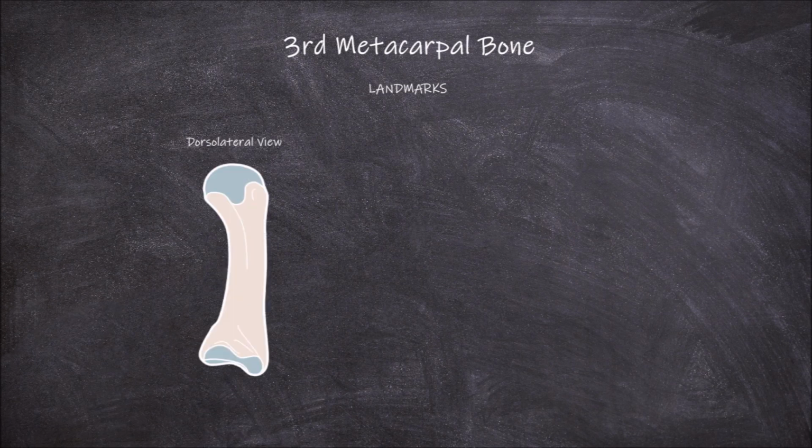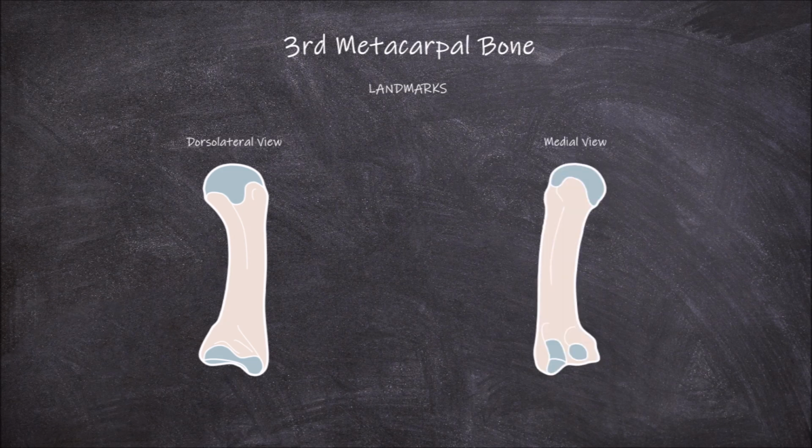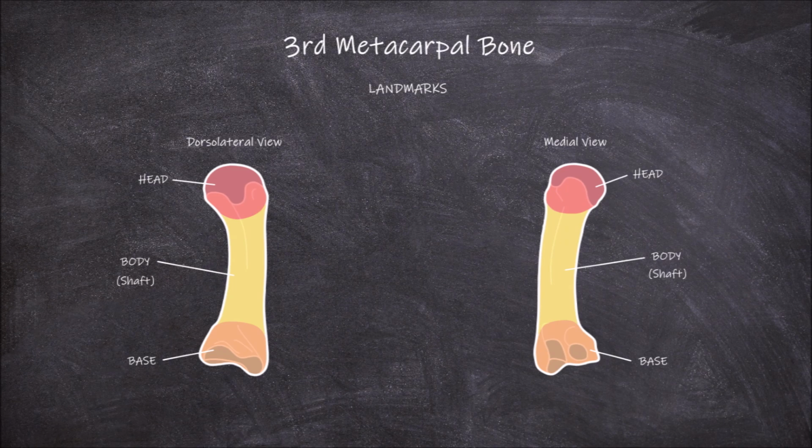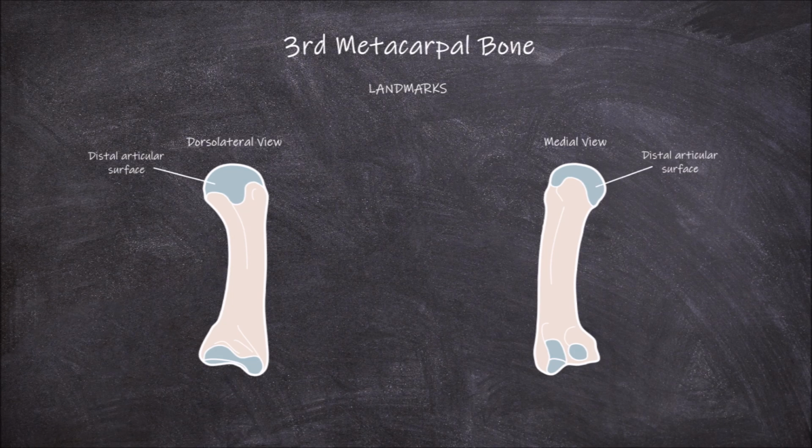Here we have the dorsolateral view and the medial view of the right third metacarpal bone. This bone has three regions: a head distally, a base proximally, and the body, also known as the shaft, in between. The distal surface on the head of this bone has an articular surface for articulation with the third proximal phalanx. On the dorsal surface of the base, there is a process known as the styloid process.